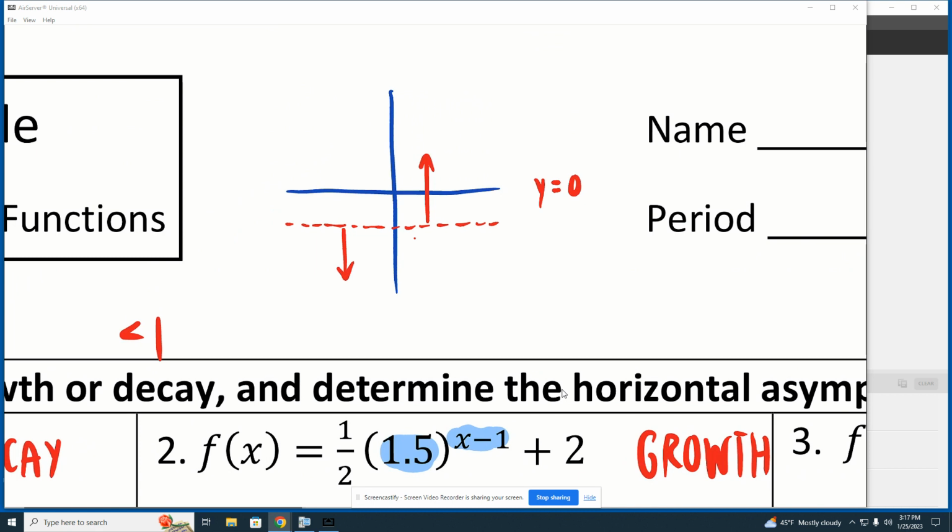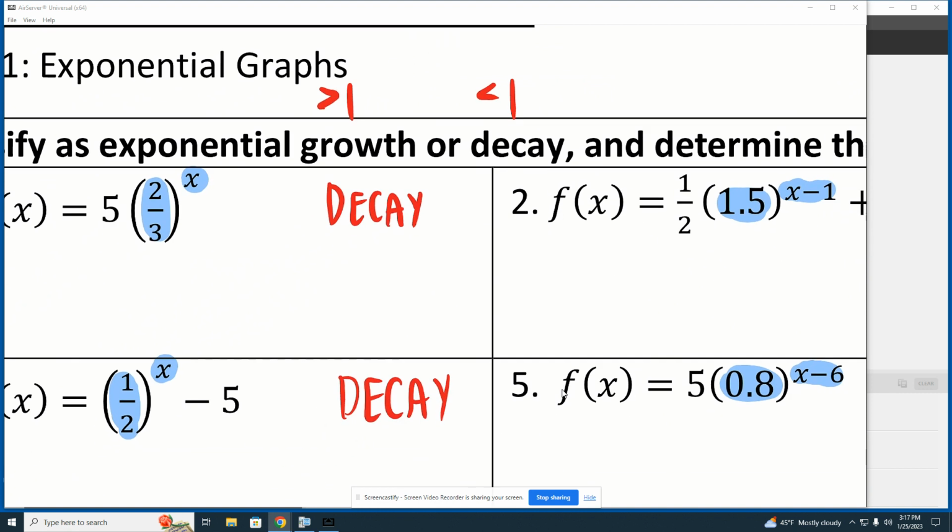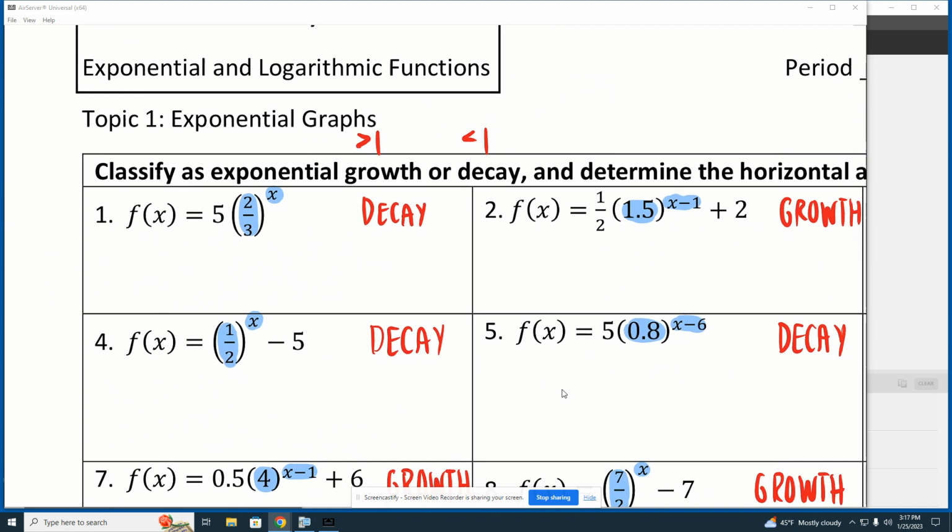So vertical shift happens on the outside. Therefore, our focus is the values that are being added or subtracted on the outside, meaning not up in the exponent spot, but on the outside. See, here's up in the exponent spot. Outside would be down in here. So if you notice, there's nothing being added or subtracted to this problem. So therefore, in this one, our asymptote would not change. It would be y equals 0.